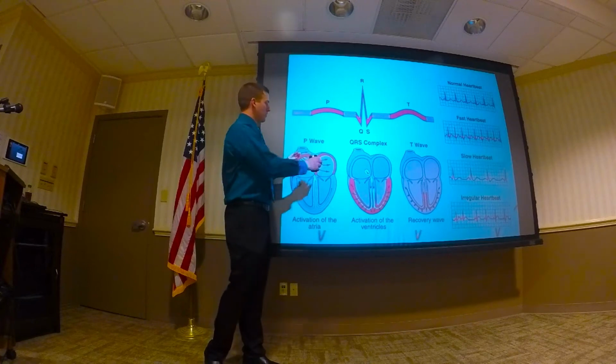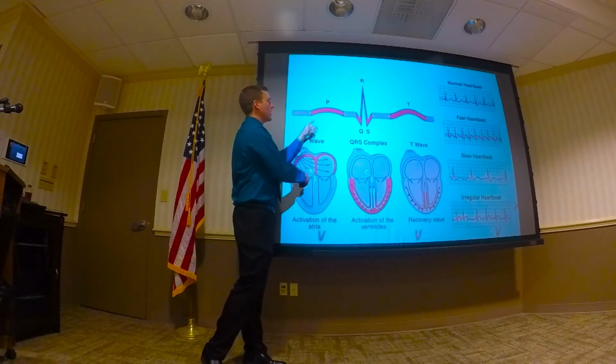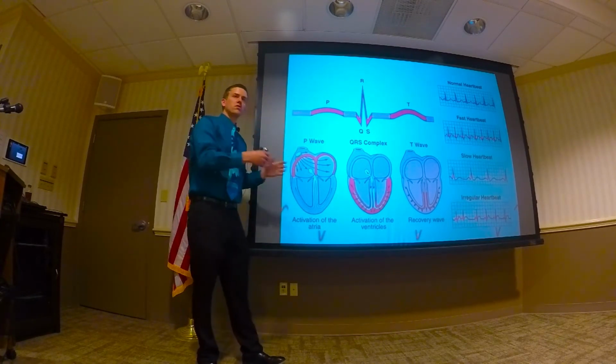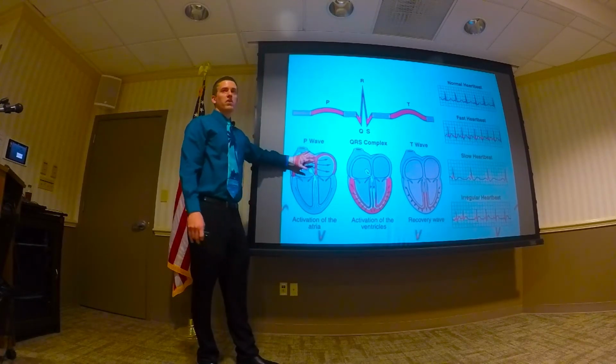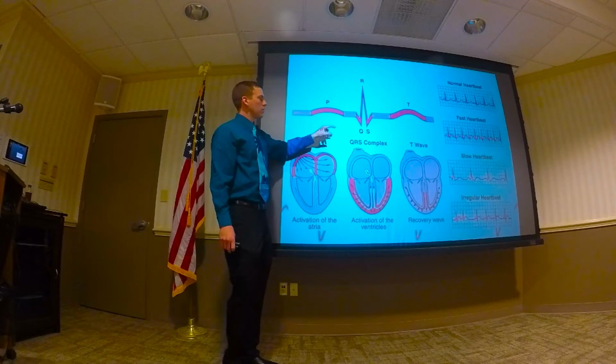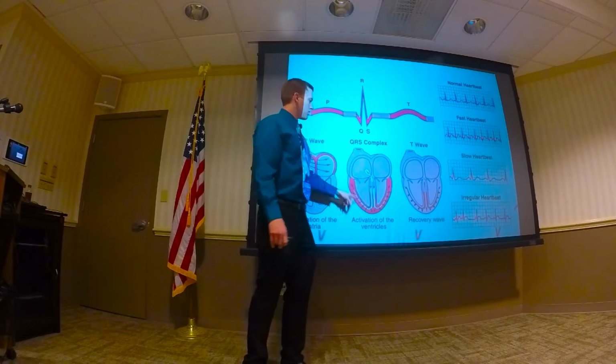So a wide P wave, maybe the left atrium is big. A tall P wave, maybe the right atrium is big. There's different things with a P wave that are going to change based on what's going on within the atria, but you got to understand where the P wave comes from. QRS complex, that's the ventricle, right?